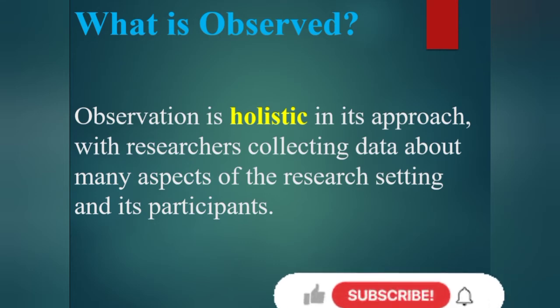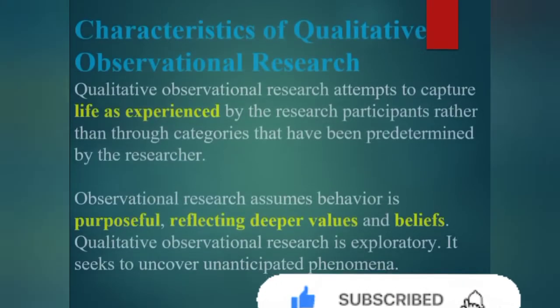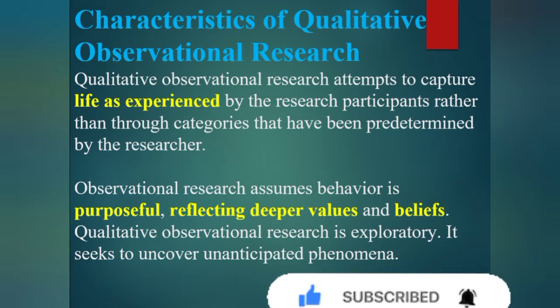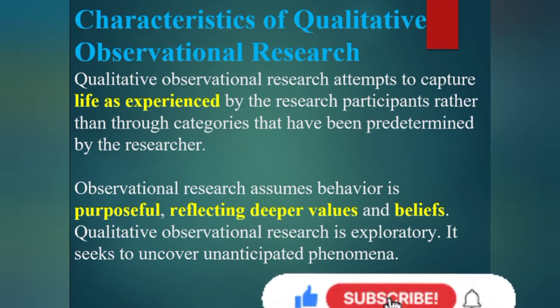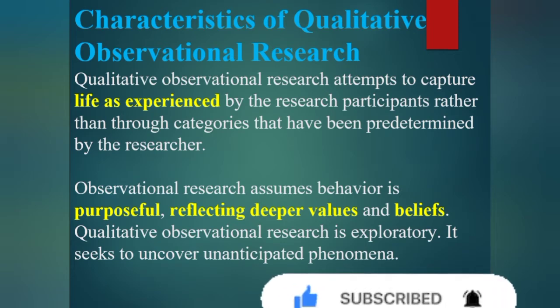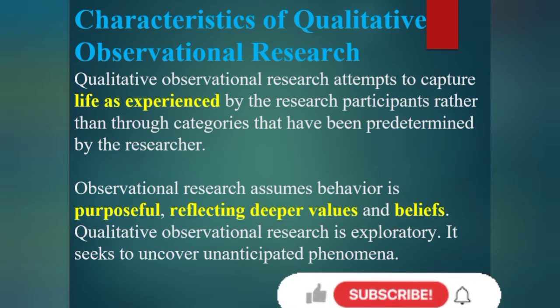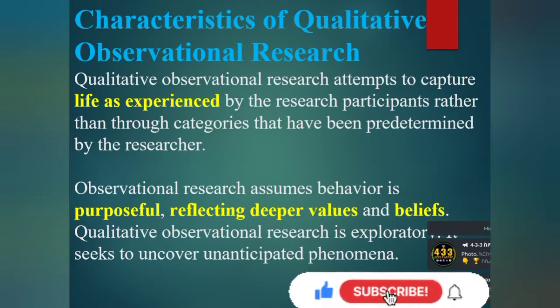What is observed? Observation is holistic in its approach, with researchers collecting data on many aspects of the research setting and its participants. Characteristics of qualitative observational research: it attempts to capture life as experienced by the research participants rather than through categories that have been predetermined by the researcher. Observational research assumes behavior is purposeful, reflecting deeper values and beliefs. Qualitative observational research is exploratory. It seeks to uncover unanticipated phenomena.